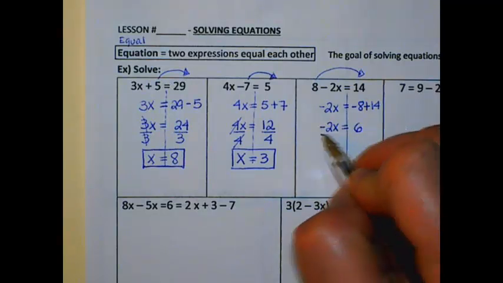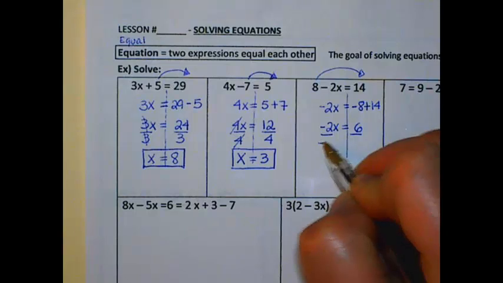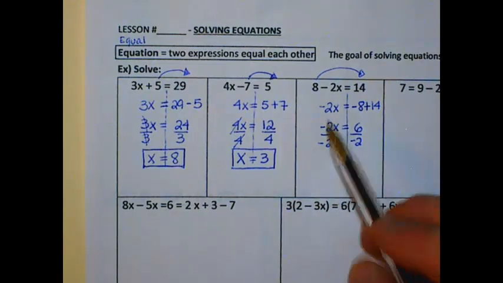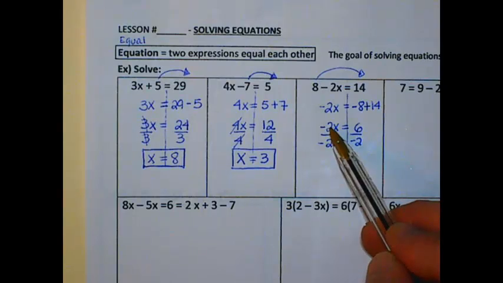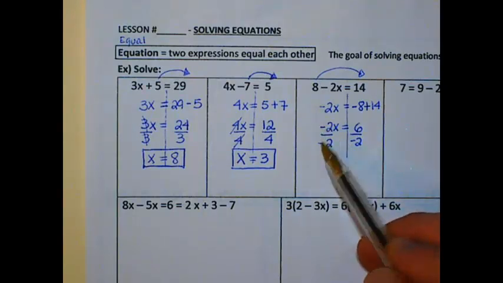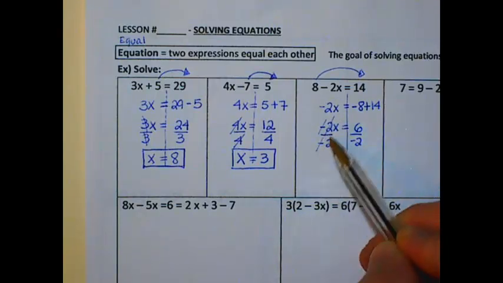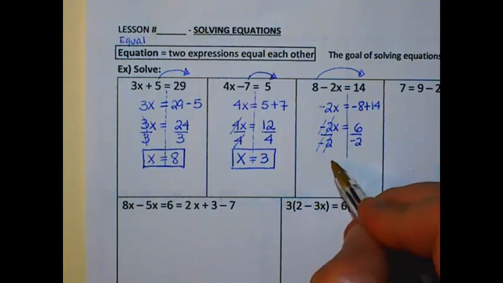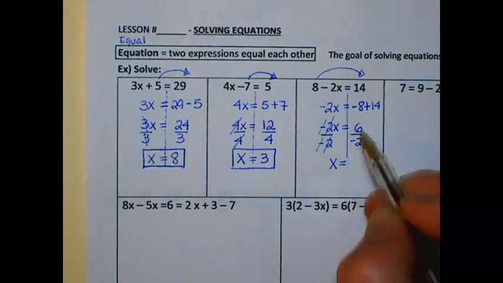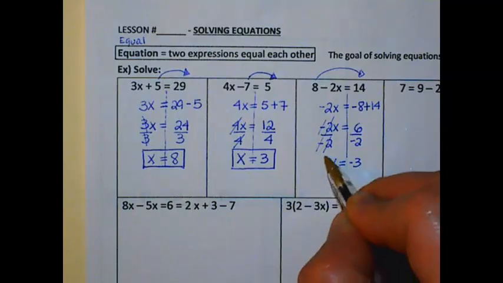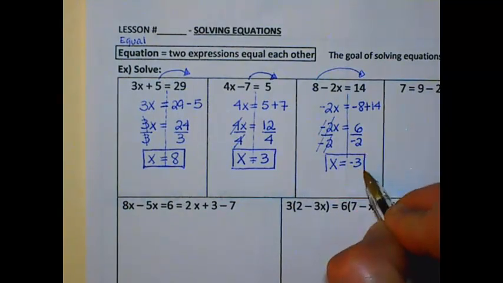Now to get the x alone, I am going to divide both sides by negative 2. If you notice, when you divide by the number and the same sign, the negative cancels, the 2 cancels. What are you left with? You're left with x alone. And 6 divided by negative 2 is negative 3. And that's your answer right there.